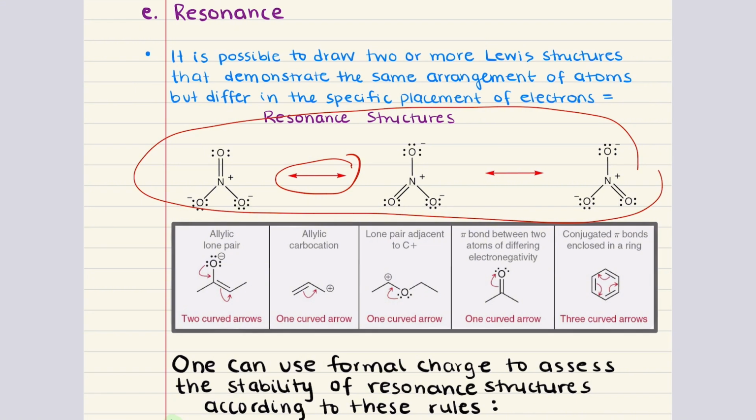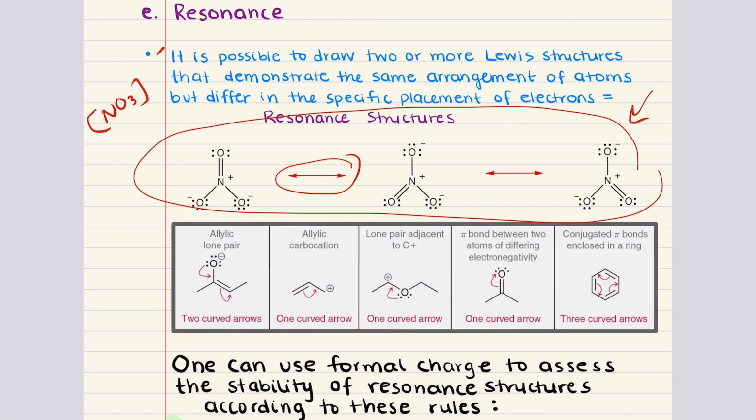So let's work through this example that we see right here for NO3 minus. The first thing that you would do is draw the Lewis structure. Nitrogen is going to be your central atom. It's going to be bonded to 3 oxygen atoms.